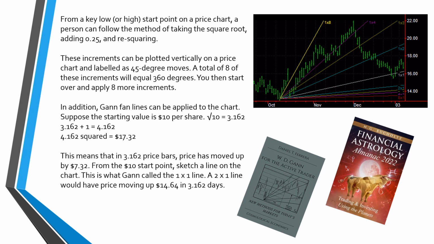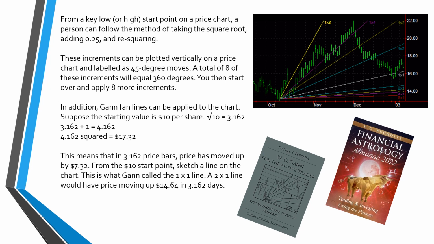We're going to take the square root of that. So the root of 10 is 3.162. We're going to add 1 to that. That gives me 4.162. I'm going to take 4.162 and I'm going to square it. That gives me $17.32.